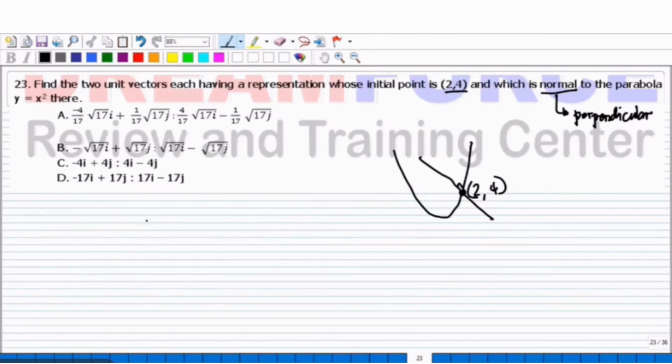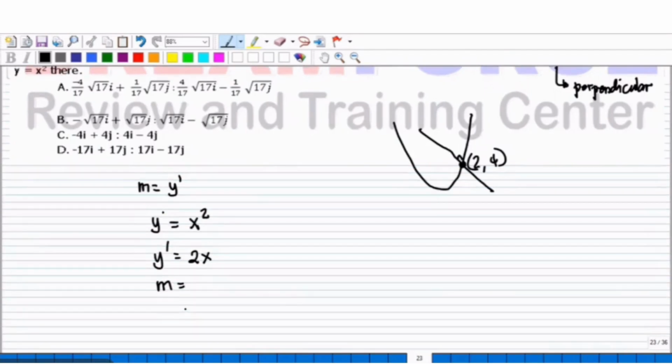Okay, so by setting m equal to your y prime. Okay, so that is y is equal to x squared. So therefore, y prime now is equal to 2x. Okay, so therefore, your m now, or the slope, the line, is equal to 2x. Okay, so 2x at a certain point. So saan siya nag-pass through? Sa 2, 4. So by setting your x equal to 2, makukuha na natin kagad yung slope na 2 times 2, which is equal to 4.